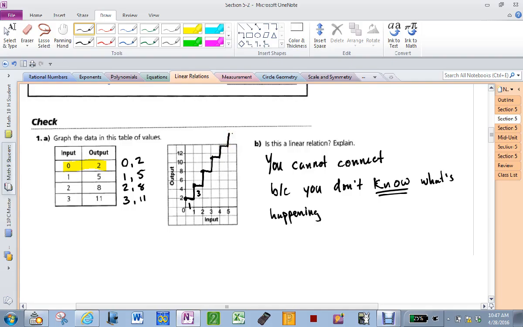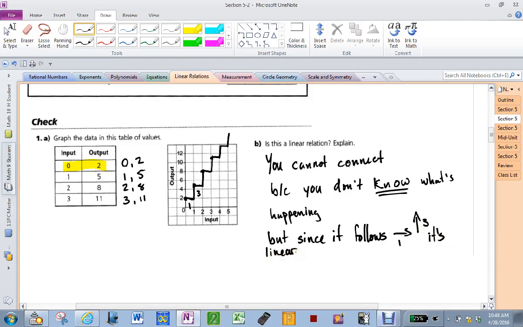So it is still a linear relation because it makes a straight line. But you cannot connect the dots. Do you understand the difference? You don't know what's happening, but since it follows that way, 1 over, up 3, it follows that pattern, it's linear.